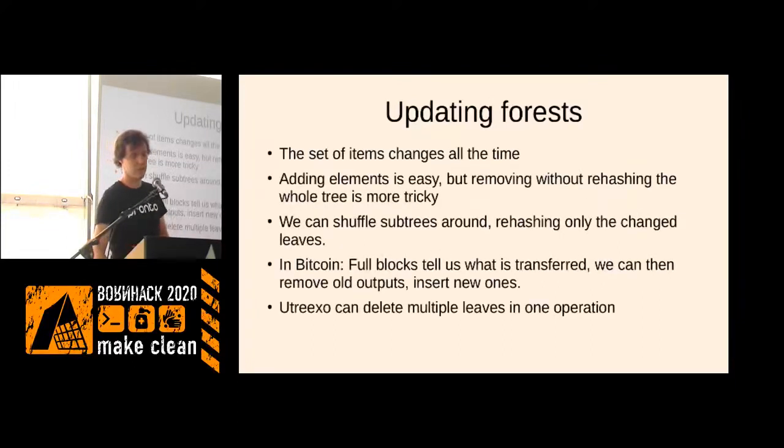So this is what I hinted at earlier, that we're always changing the tree, because every block in Bitcoin will be changing that set, right? So how do we change the trees? We don't want to rehash everything, because that's a lot of data, and we can't rehash everything, because the point is that we don't store the whole tree.